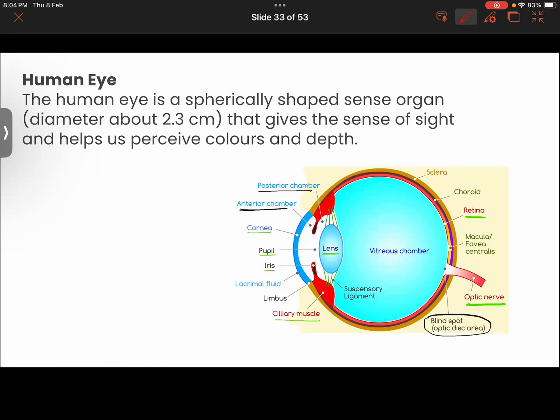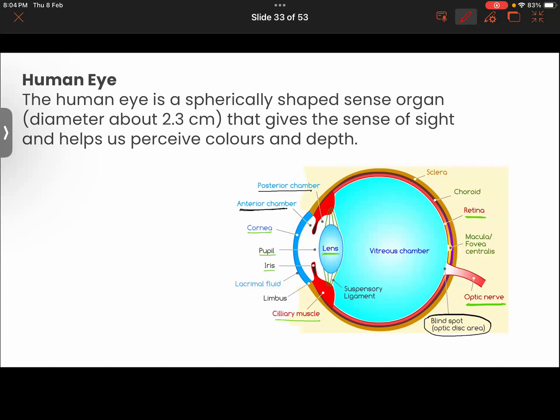So this light goes through the optic nerve to the brain. Through the optic nerve, the light is converted into nerve impulses, and the brain interprets it as an erect image. As an erect image, very good, very good, Aram.